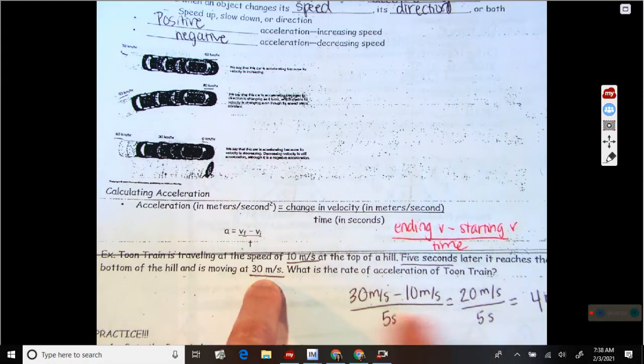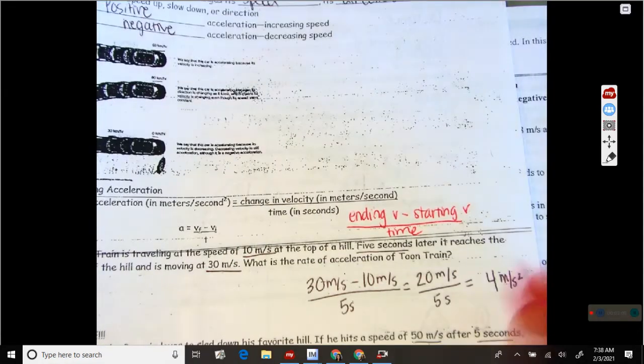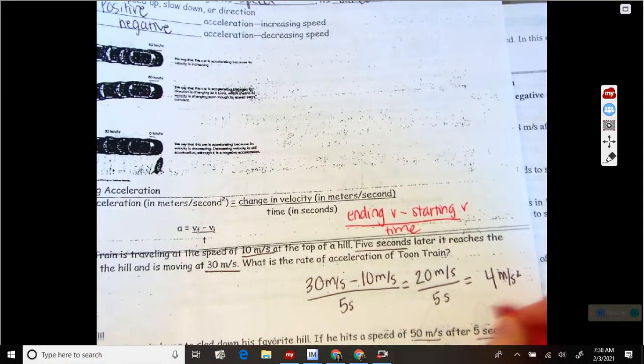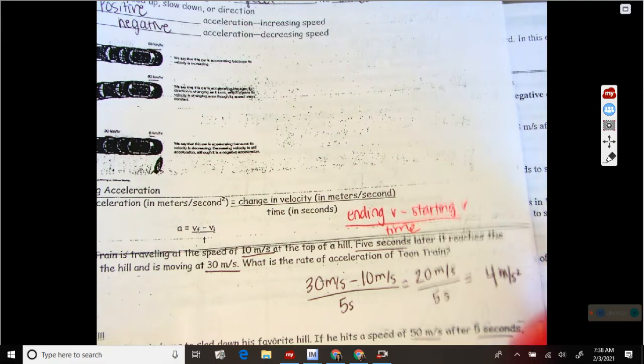Remember, V final goes first. 30 minus 10 divided by the time, 5. 30 minus 10 is 20, divided by 5 equals 4 meters per second squared. Okay, so when you are doing your acceleration, it will not just be like speed, meters per second, it'll be meters per second squared. All right?